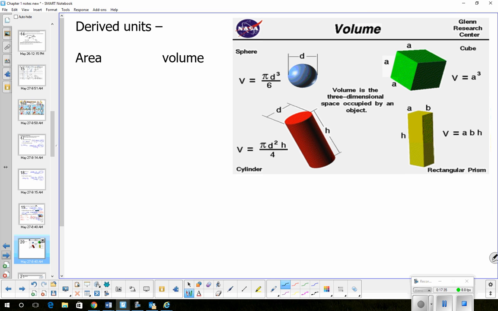Actually, let's do some derived units. This is going to be very important to you, this box, in our lab next time. Okay? So if you know these formulas already, great, wonderful. I couldn't remember the cylinder. I had to look up the cylinder, and I couldn't remember the sphere volume, so I had to look that up. So, yeah. So there's another way to do it.